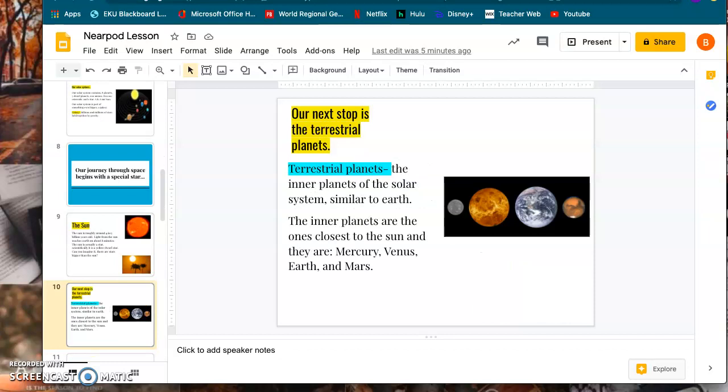Our next stop is the terrestrial planets. Terrestrial planets are the inner planets of the solar system, and they are similar to Earth. The inner planets are Mercury, Venus, Earth, and Mars.